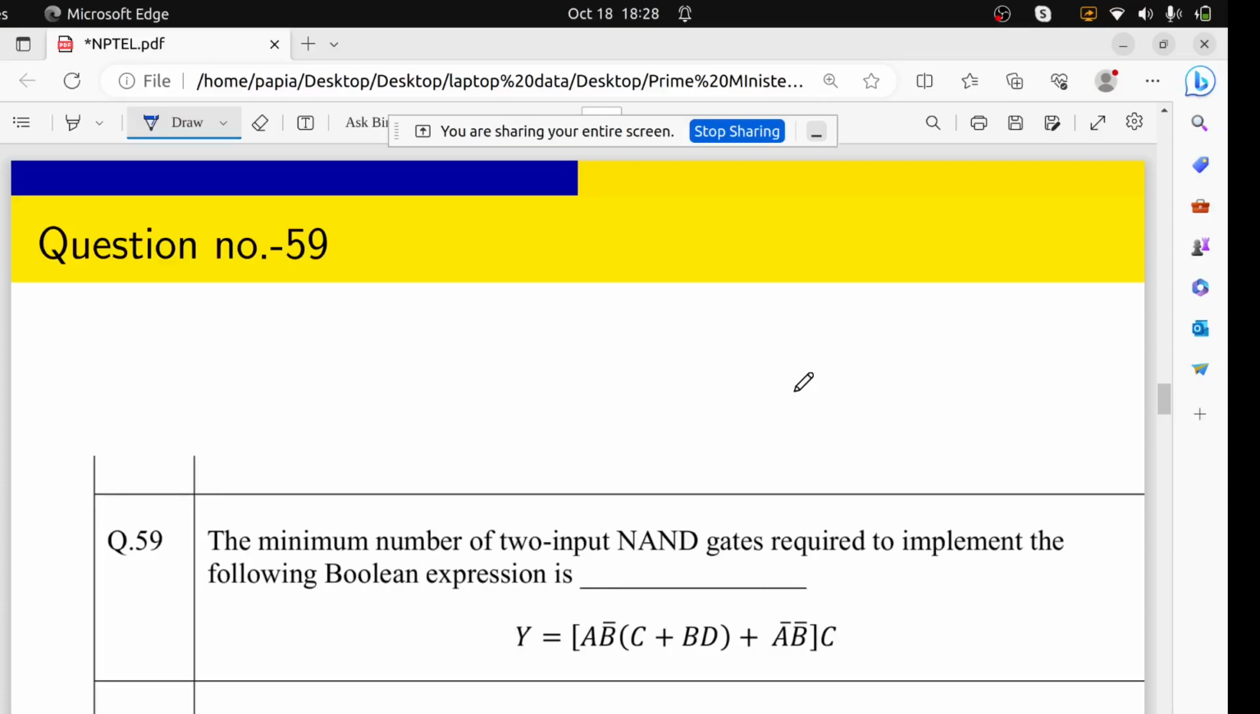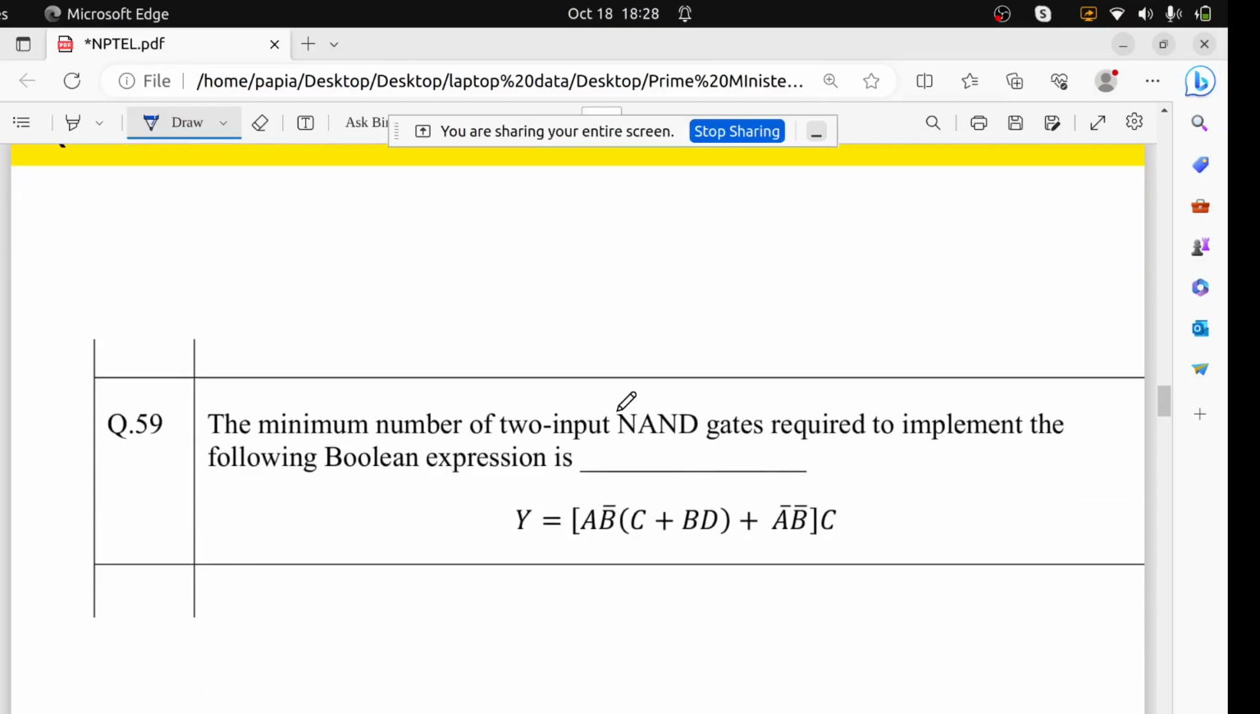And the following Boolean expression is given as Y equals (A B bar C plus B D plus A bar B bar) whole into C. Okay, so this is the Boolean expression, and we have to know how many NAND gates are required for that Boolean expression implementation. And also an important thing is that it is written as 2 input NAND gates, but you can see here in that Boolean expression there are A, B, C, 3 inputs, but they are asking about 2 input NAND gates.